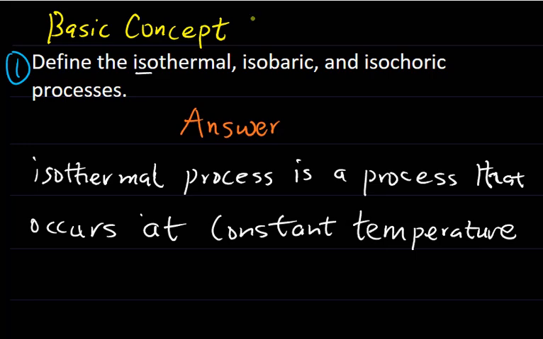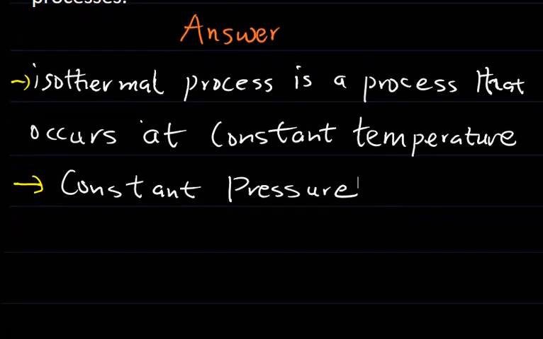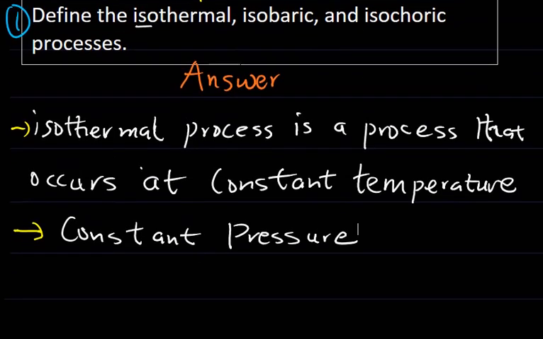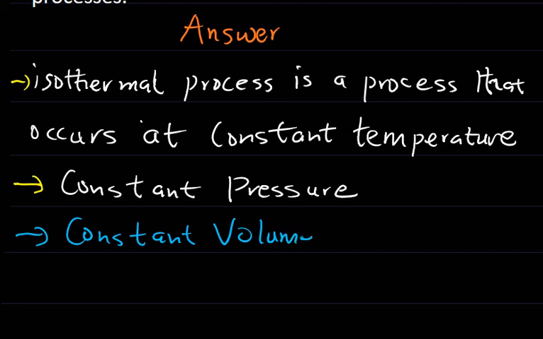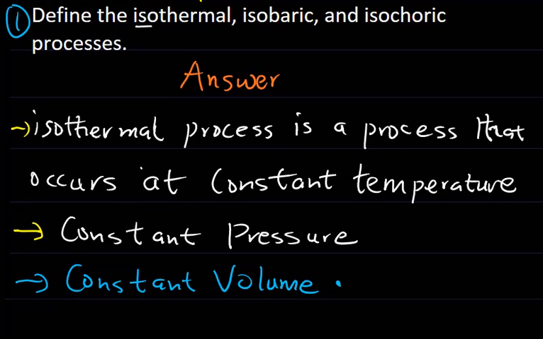The same way, they can define the others. Isobaric is constant pressure: a process that occurs at constant pressure. Isochoric is constant volume, a constant volume process. So take note of those important definitions. All right, so let's proceed.